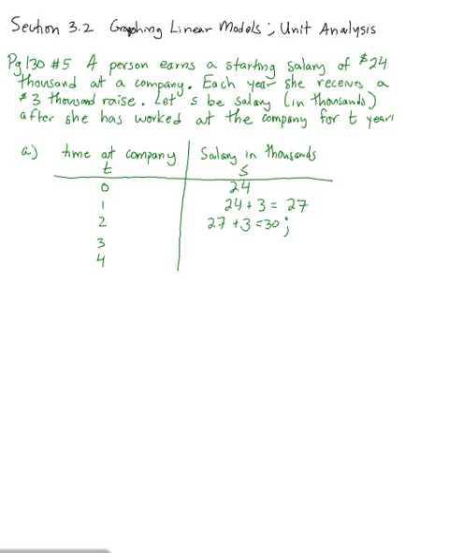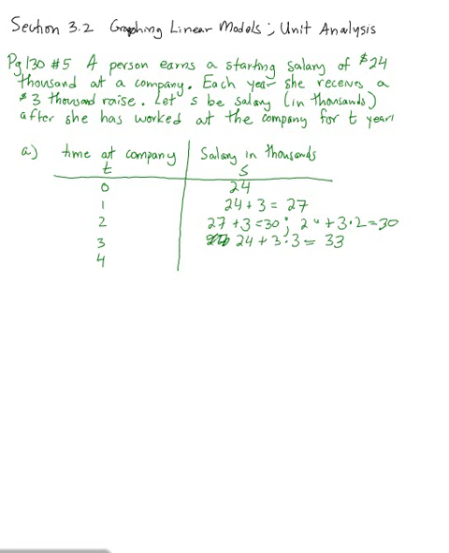Or I'm going to write it this way instead, and we'll see why in a minute. This is her starting salary, 24, plus she gets $3,000 for 2 years. So that's 24 plus 6. That's also $30,000. Now I'm going to use that model, and we'll see why in the end when we get there. So year 3, she would make $24,000, her starting salary, plus she gets $3,000 for 3 years. So that's 24 plus 9, that's 33.